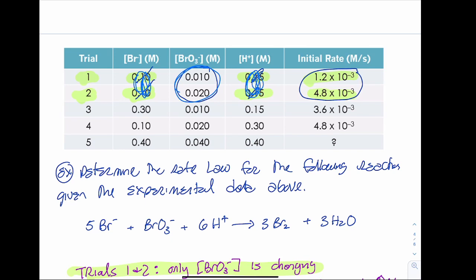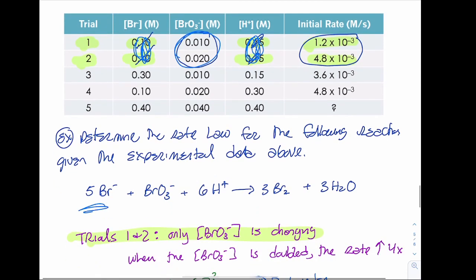We still have to find trials to figure out what the order is for bromide and hydrogen ions. So we'll find trials where the only thing that's changing is Br minus, and we'll find 2 trials where the only thing that's changing is my proton concentration.